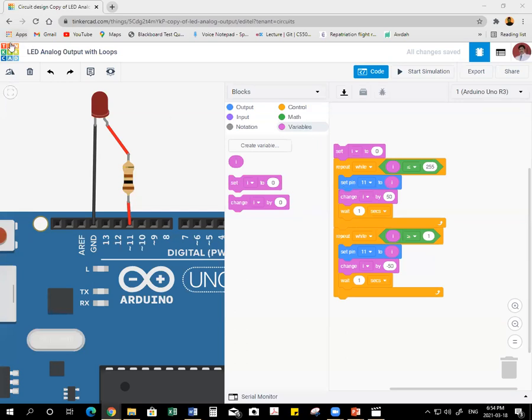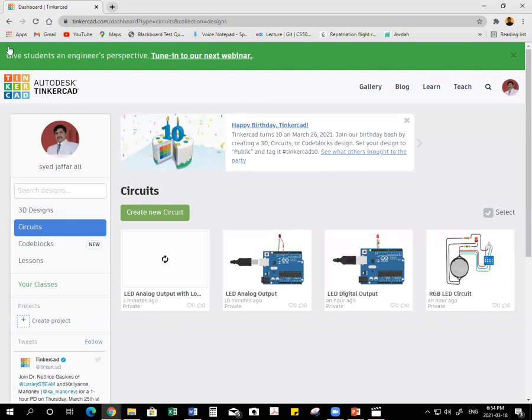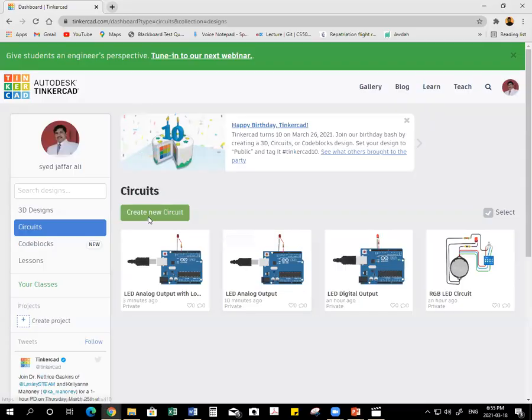Thank you. Just stop this code and we'll go to the next one. Let's have the traffic light. LED control is already over. Now we'll go to the ninth one, traffic controller circuit building. I will copy this so that you should not waste time. Now create a new circuit.